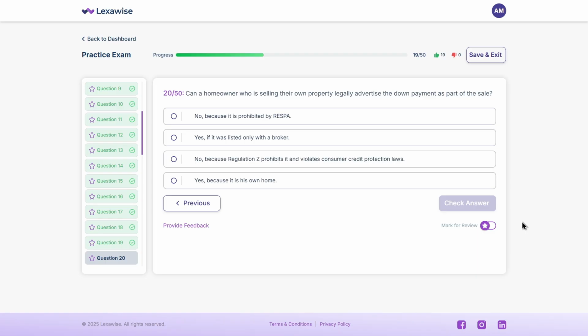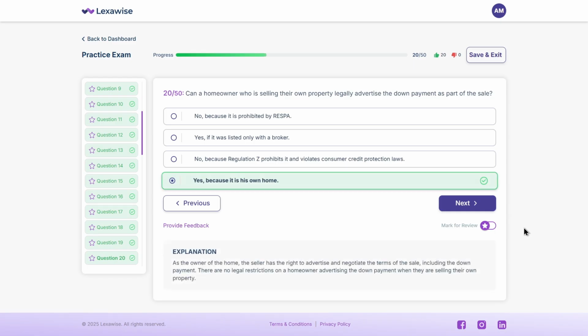The correct answer is D. Yes, because it is his own home. A private homeowner is allowed to advertise terms like the down payment when selling their own property. These rules primarily regulate professionals, not individuals acting on their own.